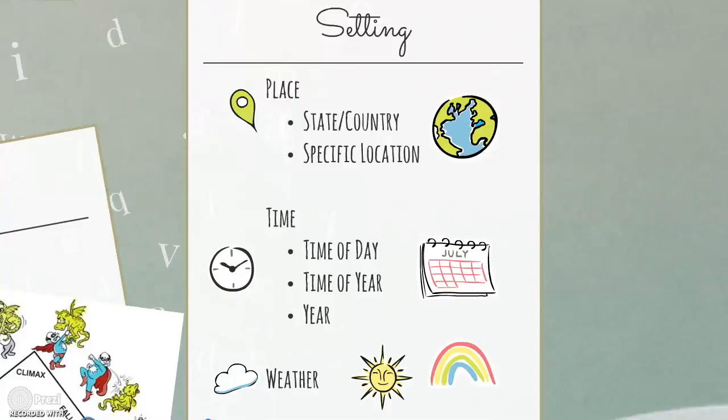Now, time also impacts story. Time, such as time of day, can alter a story's ending. For example, if someone woke up at 6 o'clock in the morning in the story, then a lot of events are going to follow throughout the day.